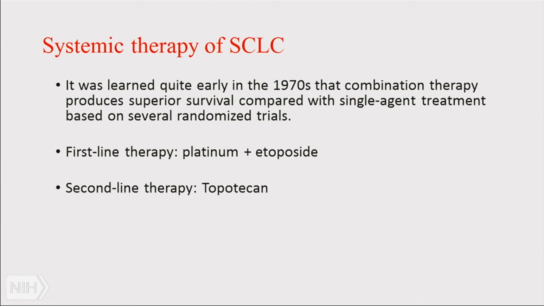So here, I have a question. Does anyone know the mechanism of action of etoposide and topotecan? Okay, good. Etoposide is the topoisomerase 2 inhibitor, and topotecan is the topoisomerase 1 inhibitor. In small cell lung cancer, the topoisomerase expression is much higher compared to the normal lung tissues.